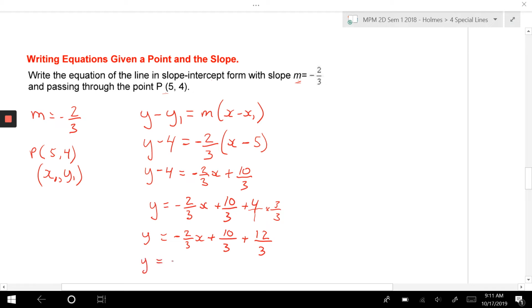So y equals minus 2/3 x plus 10 plus 12. And now that I have a common denominator, I can add those together. 22 over 3. And that is the equation of my line. Y equals mx plus b, where m was minus 2/3. So it turns out that the y-intercept is 22 over 3 for the line that passes through the point (5, 4) and has a slope of negative 2 over 3.